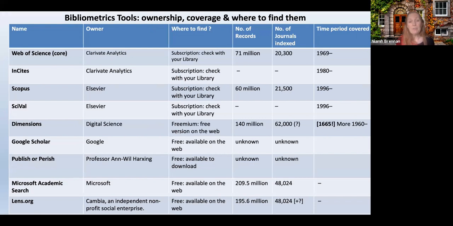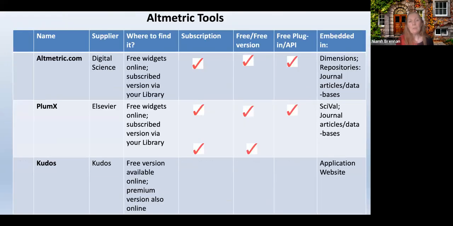So I've put down, check with your library. Some of you are the library, so you know where to find them. Some of them are free on the internet as well. And the same with altmetric tools, altmetric.com, Plumx, Kudos. You can get free versions on the web. And some of them have these subscription versions as well.